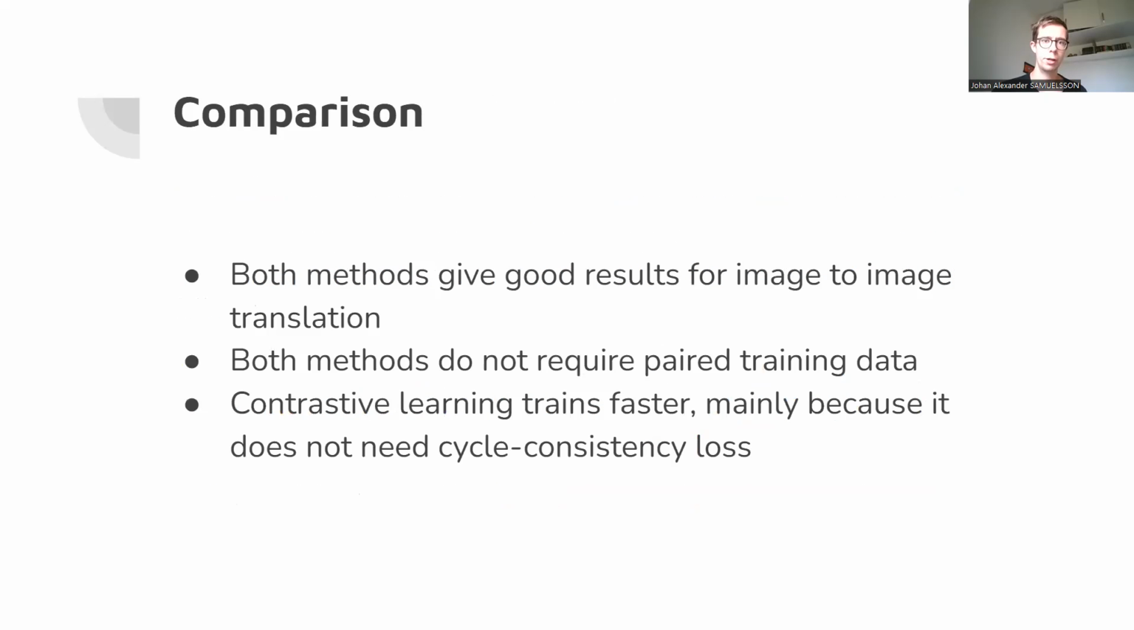So some comparison between these two methods is that, first of all, they both give good results for image-to-image translation, and both methods do not require any paired training data, which is good because it reduces the work required to implement these models. However, contrastive learning trains faster, mainly because it does not need the cycle consistency loss, and therefore only has one generator and one discriminator. And this, of course, requires less computations. All right, now we'll move on.